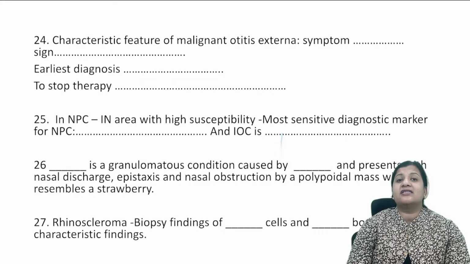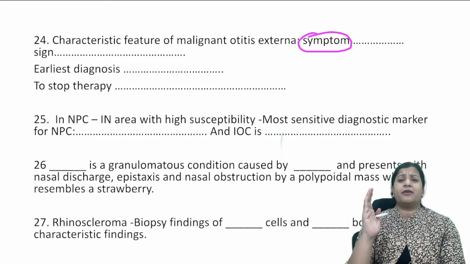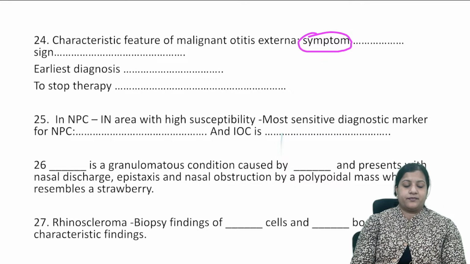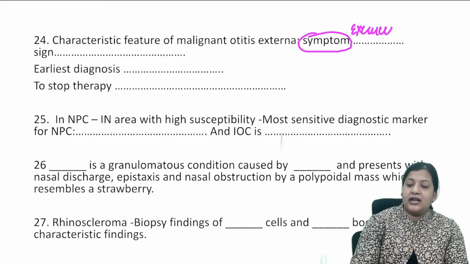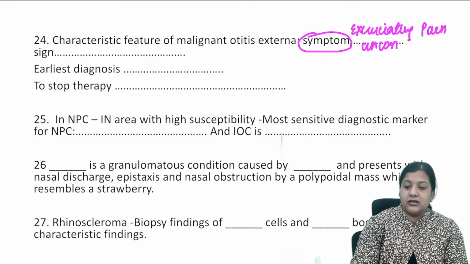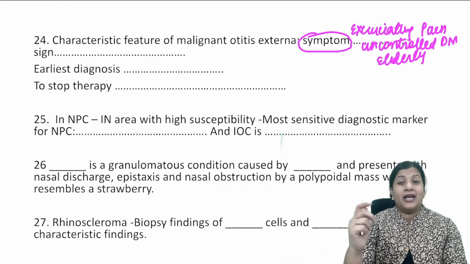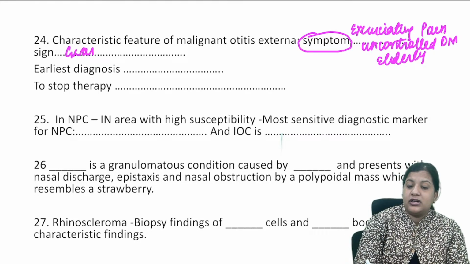Now, what is the characteristic feature of otitis externa in terms of symptom? They'll give you one specific symptom that is very specific of malignant otitis externa. Can you tell me what? Yes, very good. Excruciating pain in an elderly patient with uncontrolled diabetes. So elderly, uncontrolled diabetes, you should think about malignant otitis externa. What is the sign? Typically on examination, you see something in the external canal. What is it? You see granulation at the bony cartilaginous junction. This is very important.